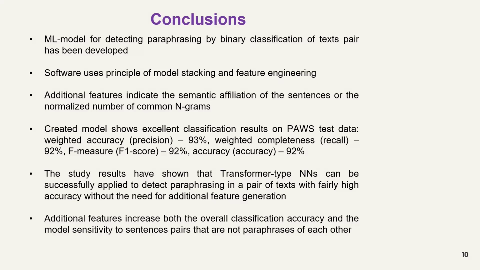And speaking about RoBERTa, it's less sensitive to pairs of sentences which are not paraphrases of each other. So to our mind, a transformer-type NN is better for this, but the following investigations will be based on improving our research and maybe making new conclusions and new results.